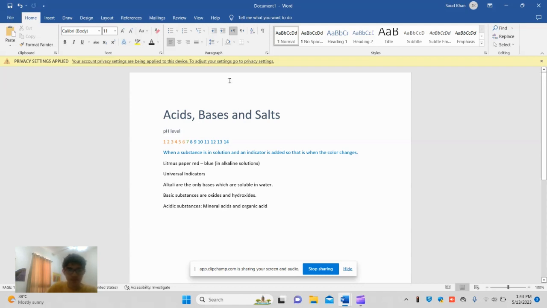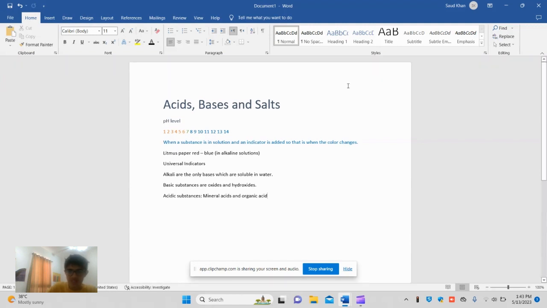I want to tell you something though. What are acids, bases, and salt? Now, this is the topic I'm going to tell you. For acids, bases, and salt, you must remember the pH level. The salts and water are always neutral.